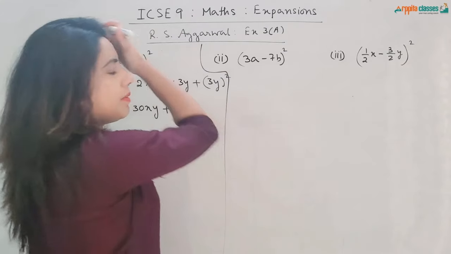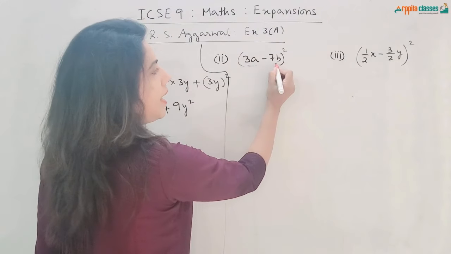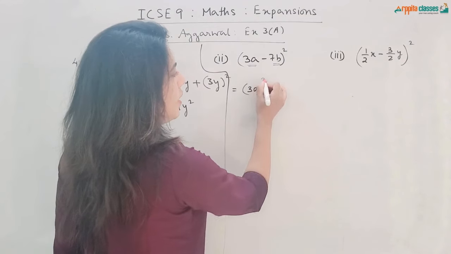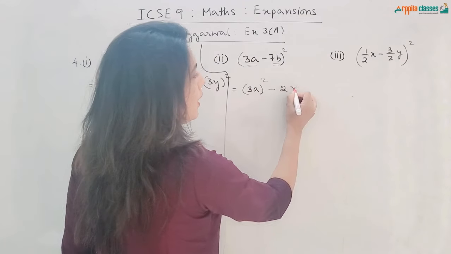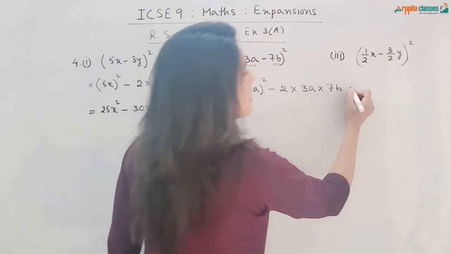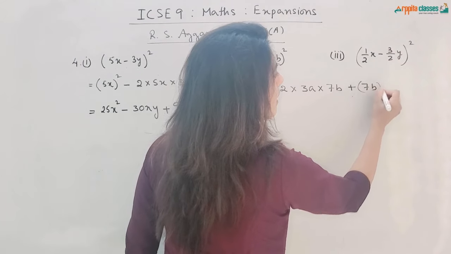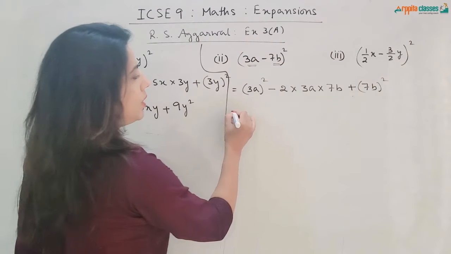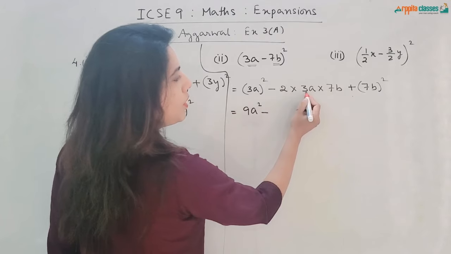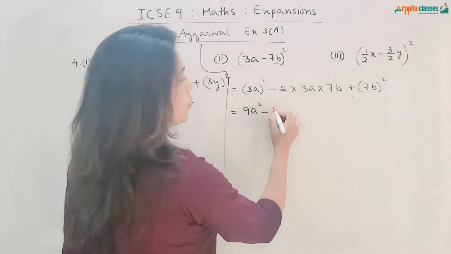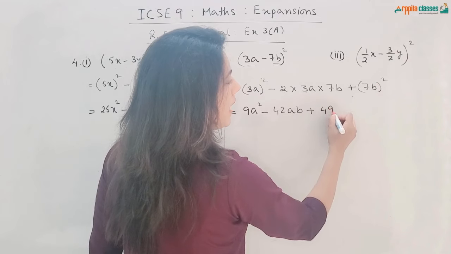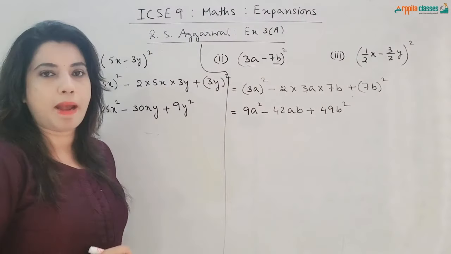3a minus 7b. So now your a is 3a and b is 7b. So now I am going to write a square, that is 3a whole square, minus 2 into a, that's 3a, into b, that's 7b, plus b square, that is 7b the whole square. Now 3a square is 3 square, 9a square is a square, minus 7 into 3, 21, 21 into 2 is 42, a into b, plus 7 square, that's 49b square. This is the expanded form.